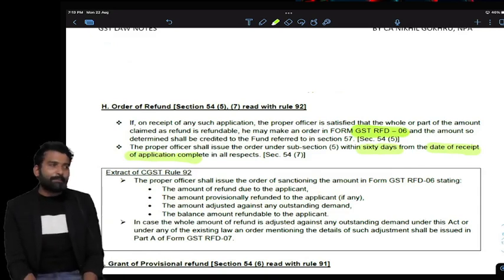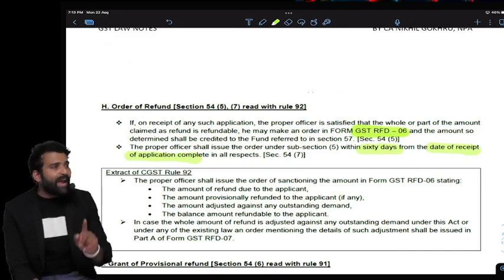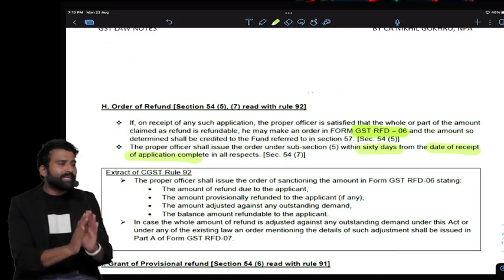Online, of course, application is online. RFD 01 is online application. Yeah, so my online application should be completed and accepted. Then only the time period will start.